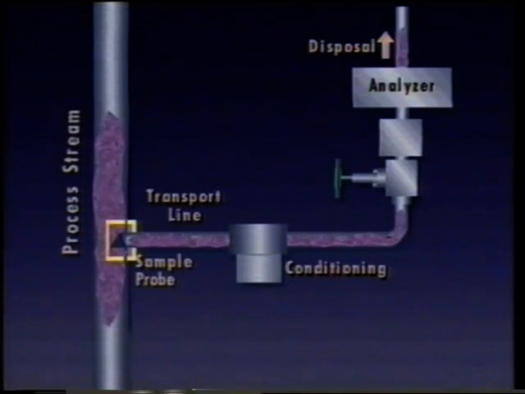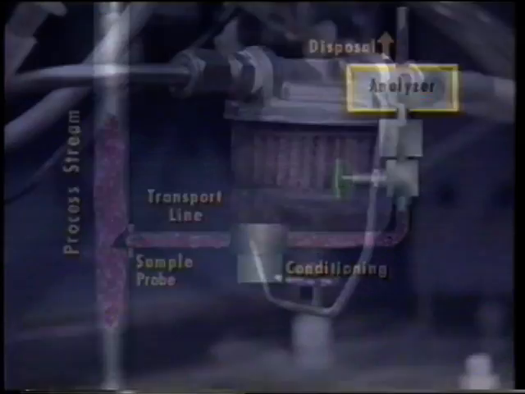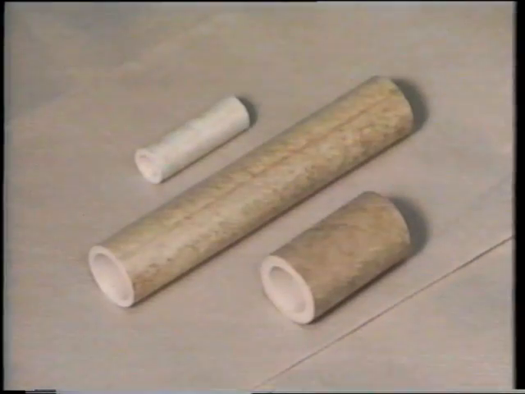An analyzer sample system continuously selects a representative process sample and rapidly transports the sample to the analyzer. The sample's flow rate, temperature, and pressure are conditioned to be used by the analyzer. Most sample conditioning systems require filtration to remove undesired particles from the sample. Filter type depends on process properties and on the type of analysis.